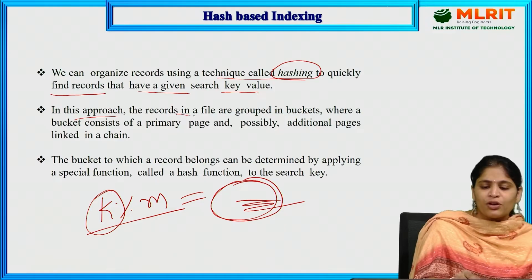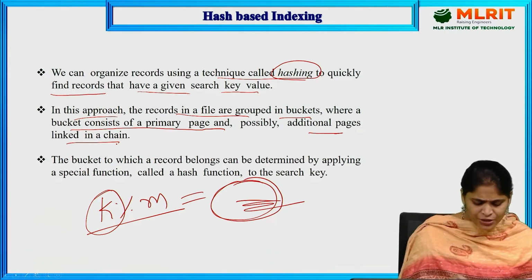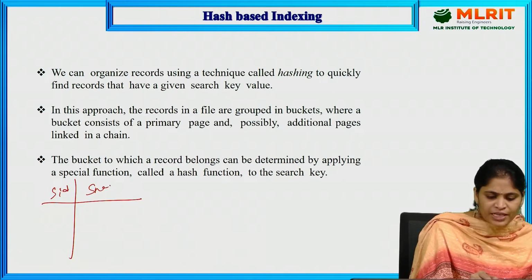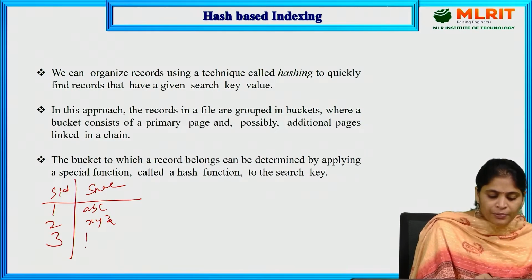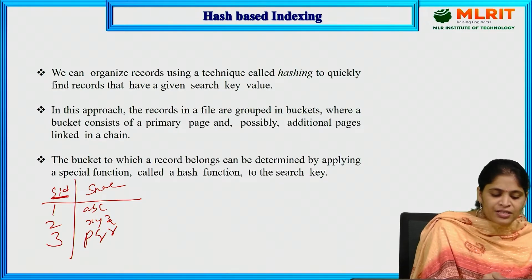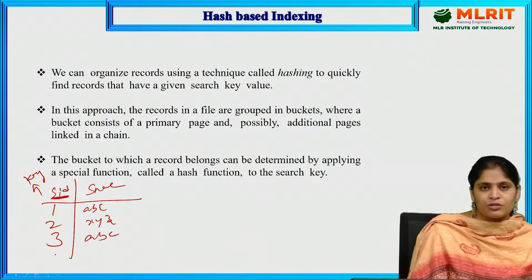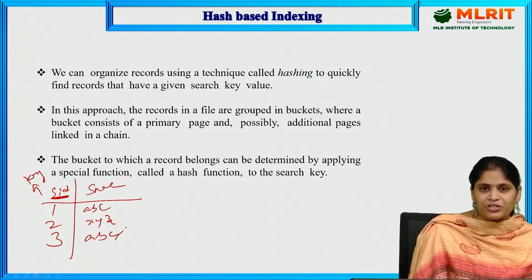In this approach, the records in a file are grouped in buckets, where a bucket consists of a primary page and possibly additional pages linked in a chain. We have already discussed that. Let us take one example: SID, SNAME. Some SID, ABC, SNAME, XYZ, PQR. Here I can consider SID as the primary key, the key attribute, because it has unique values which are not repeated. But I can't consider SNAME as a primary key, because for ABC we have repetitions, redundancy of data.